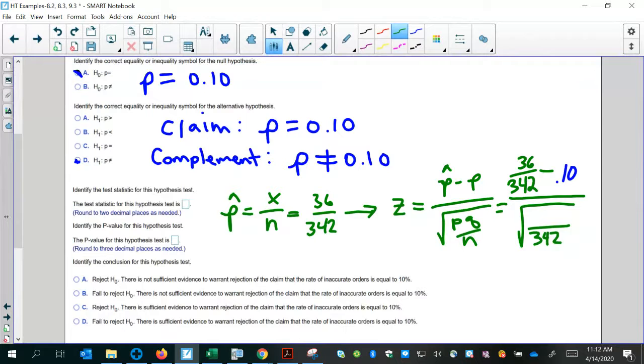The n is 342, and the p is 0.10. So what does that mean the q must be? For the p is the success rate, and q is the failure rate. So they have to add up to 1, and that means that q would be 0.9.